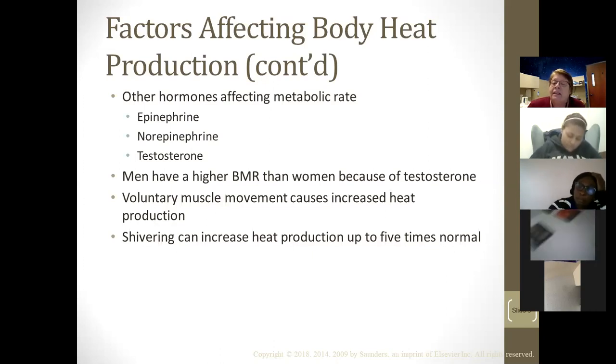We know that voluntary muscle movement causes increased heat. So, when you work out, you get warm, right? If you're walking, you get warm. If you're just sitting, you're cold. And then shivering increases heat production 5 times normal.